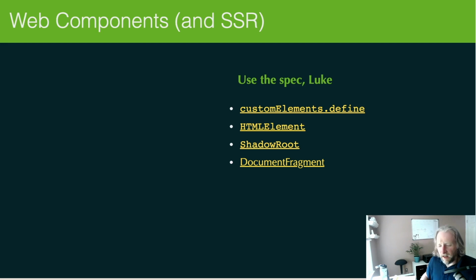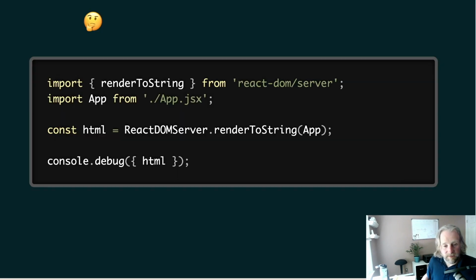MDN is awesome. I learned a lot through this, and thankfully it's a spec. So it's something that the entire web can agree on. So what I'm rendering on the server, I know will have compatibility in the browser. So that's always good. But if we look to the React example, there isn't an actual render to string method anywhere on the web, right? How do we get from our custom element in Shadow DOM to actual HTML?